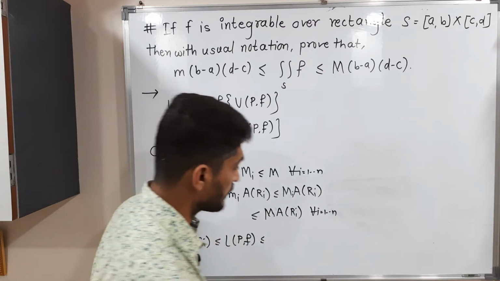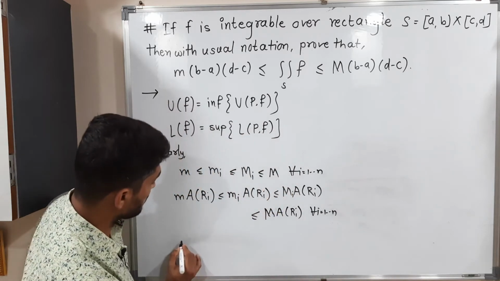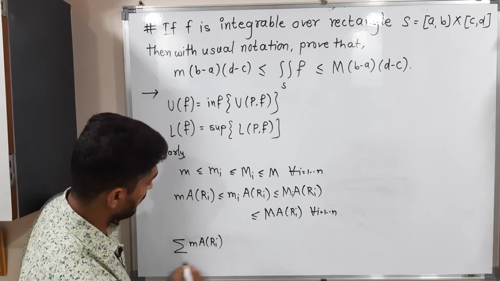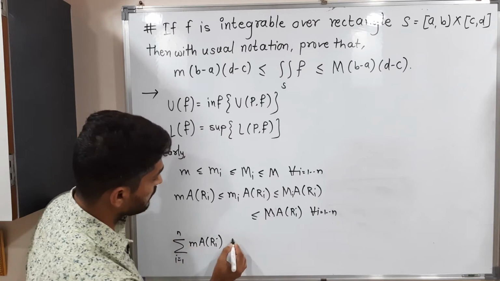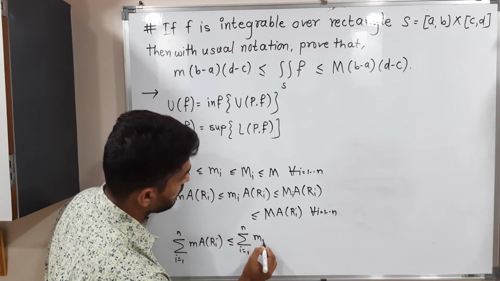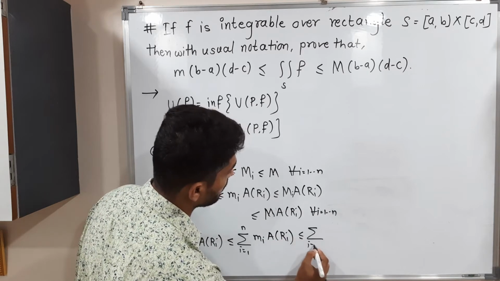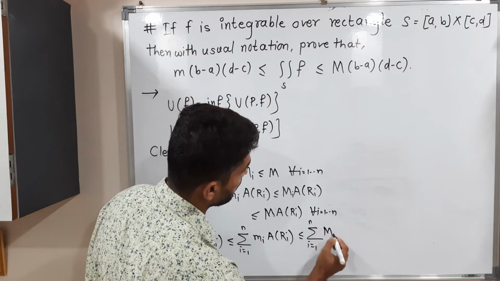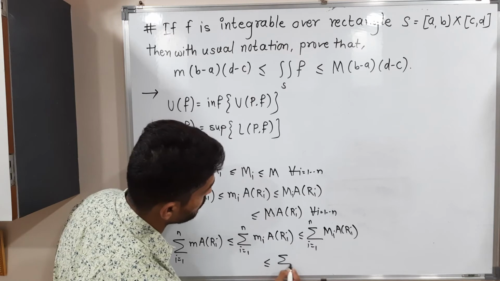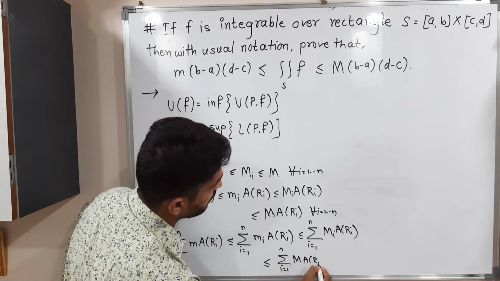Just a minute, I need to take the summation of both sides, then we can do that. I will take the summation of both sides, so summation of small m area of Ri, i running from 1 to n, is less than or equal to summation i running from 1 to n of small mi area of Ri, less than or equal to summation i running from 1 to n of capital Mi area of Ri, and this is less than or equal to summation i running from 1 to n of capital M area of Ri.